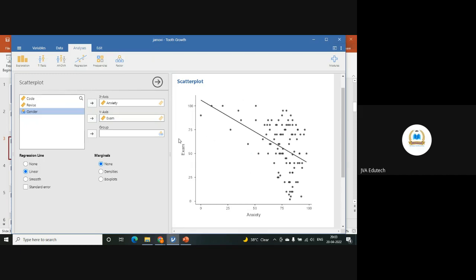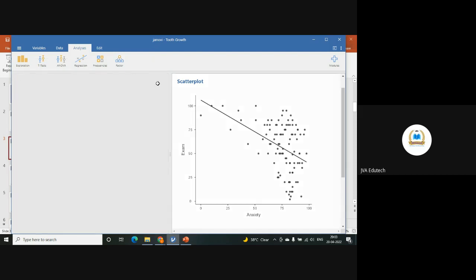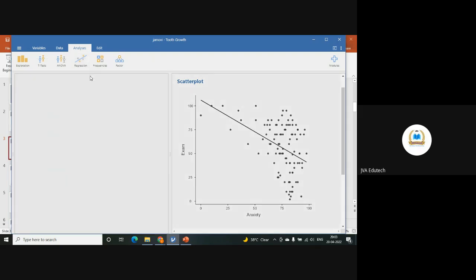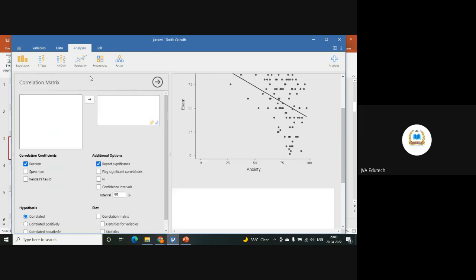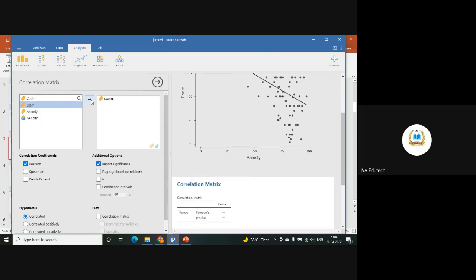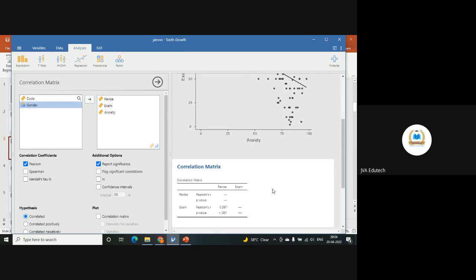Now, this is a visualization. Now let's find the actual value of that correlation, how much this relationship is positive or negative. We want to know the magnitude also; direction we have known. Then you can click on Analysis, Regression. There is no option written for correlation alone. Here you will find Correlation. You select this correlation. If you want to take revision and exam separately and then exam and anxiety, you can do this correlation in two steps, or in one step also you can do. Revision, exam, anxiety, in one step also you can do.